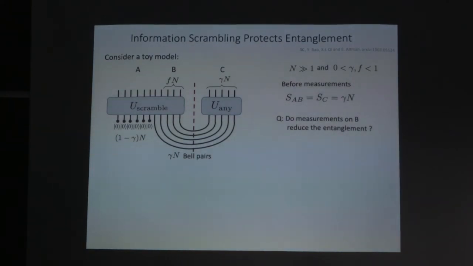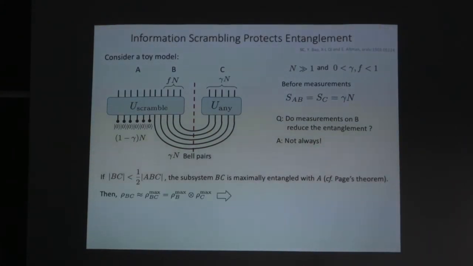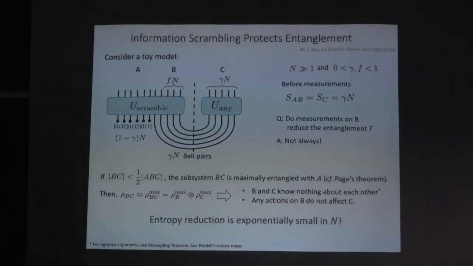Actually, this problem is much easier to solve than before. The answer is: not always. Under certain conditions, especially when the size of B and C combined is less than the total system size, the subsystem BC is maximally entangled with the remaining part A. In high energy, that's called the Page theorem. In quantum information, it's called the decoupling theorem. And in condensed matter or statistical mechanics, it's basically the same idea as ETH at infinite temperature. Whenever this happens, the reduced density matrix for BC factorizes into two maximally mixed states. That means the mutual information is zero; they don't know anything about each other. Any action you do on B does not affect the reduced density matrix of C. Therefore, the entanglement entropy between A and C does not change at all, or the entanglement reduction is exponentially small in N.